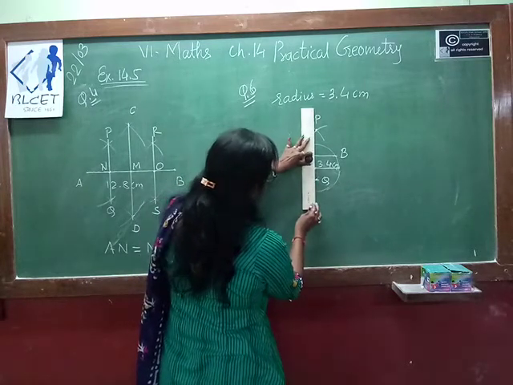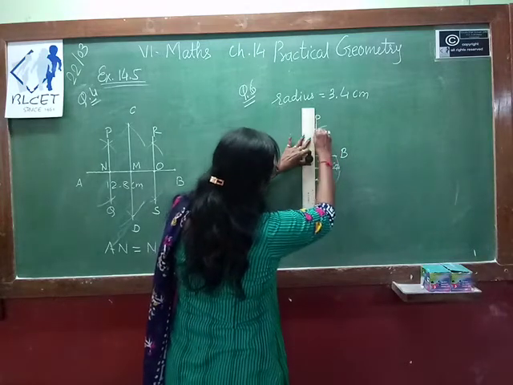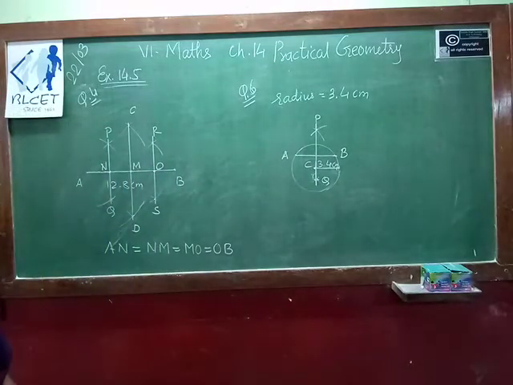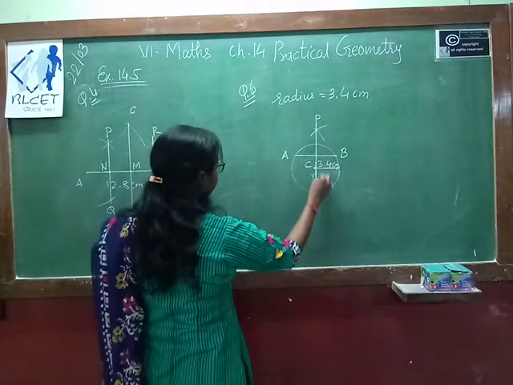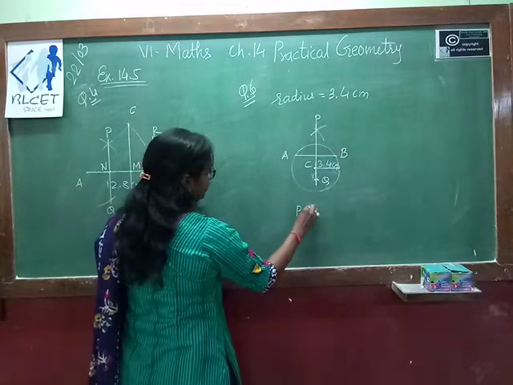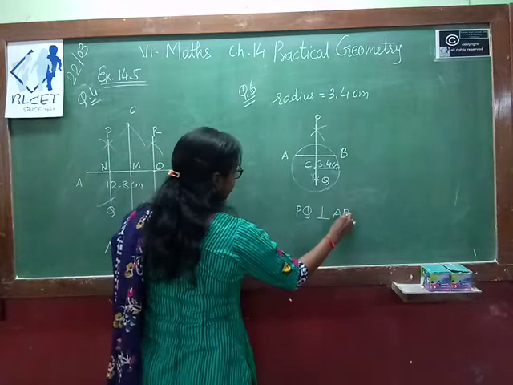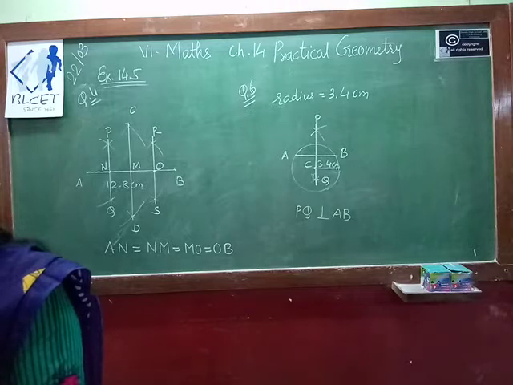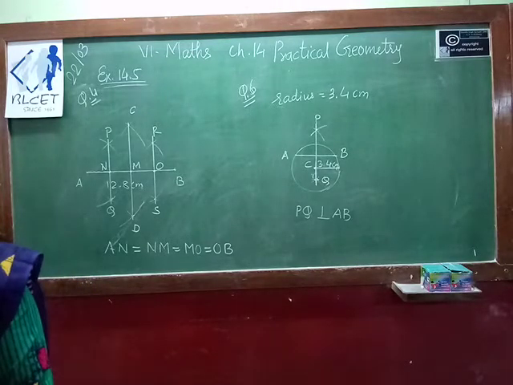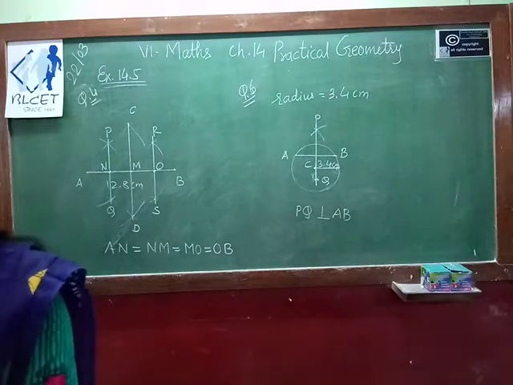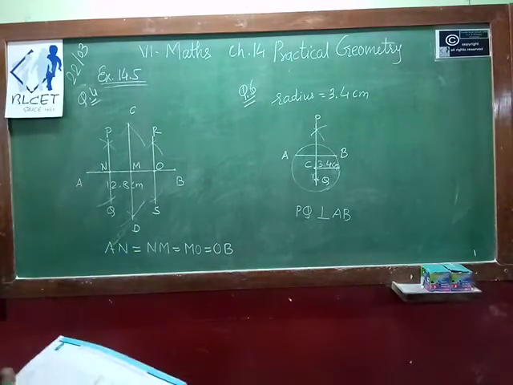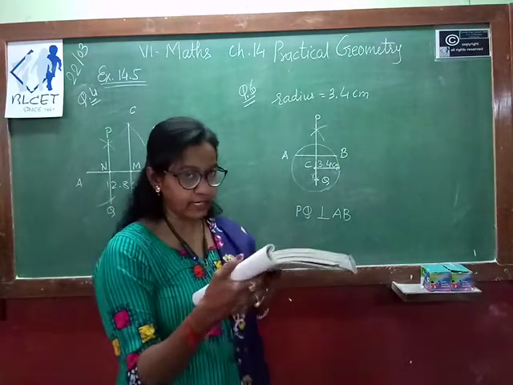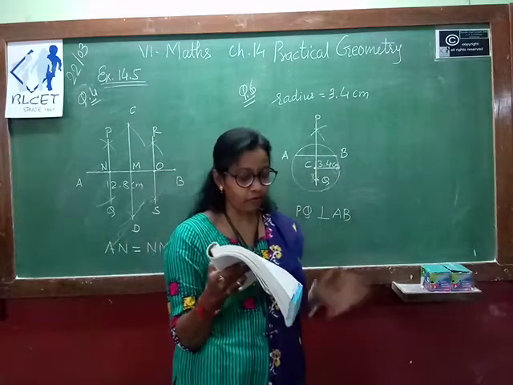Let's see whether they are passing through the center or not. So what we can see? Yes, they are passing through the center. If you join the PQ, PQ is passing through the center of the circle and PQ is the perpendicular bisector of AB. So this way we can complete the construction. So what we can say, this perpendicular bisector of AB passes through the center of the circle. So this way we can solve question number 6. Move on to the next question. Repeat question number 6.